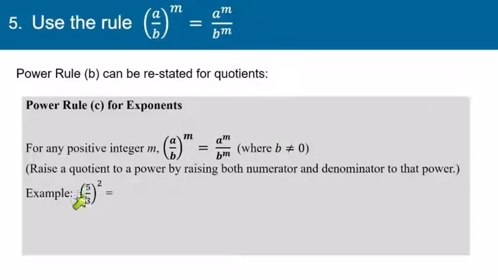Here we have 5/3 all raised to the second power. And so according to power rule C, we should be able to write this as 5 to the second power over 3 to the second power. And that just lets us get rid of the parentheses. And then if you needed to, you could go ahead and evaluate each of these. But we're just going to leave this here because I just want to demonstrate to you how we used the power rule to get rid of the parentheses.